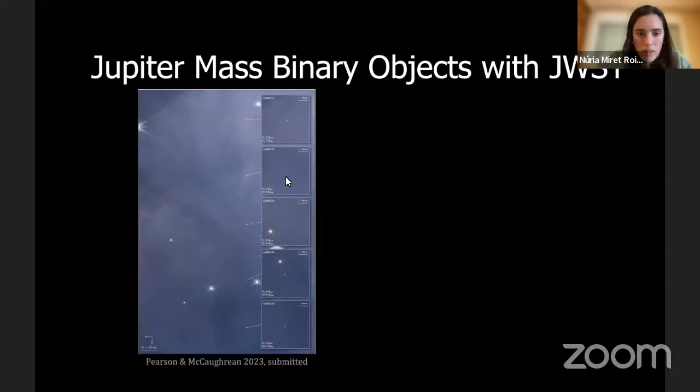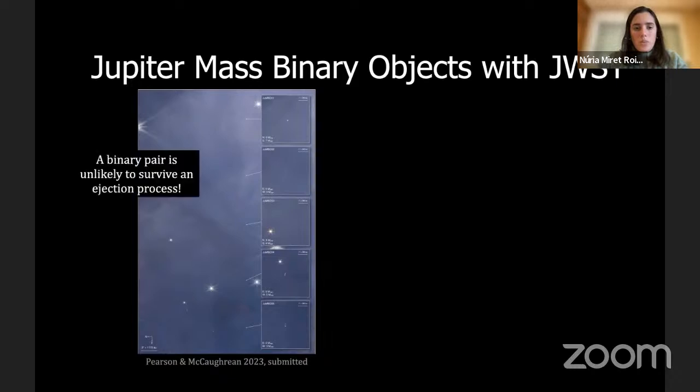This is what you see in this image. There is not one of such objects, but two. This is super interesting and super exciting because this is something that we did not see in Upper Scorpius, and also it poses some challenges into the formation of these objects, especially because a binary pair is unlikely to survive an ejection process. And I was just saying that ejection from planetary systems maybe is the most likely process to form especially low mass free-floating planets. So this is indeed a puzzle that we will have to see.